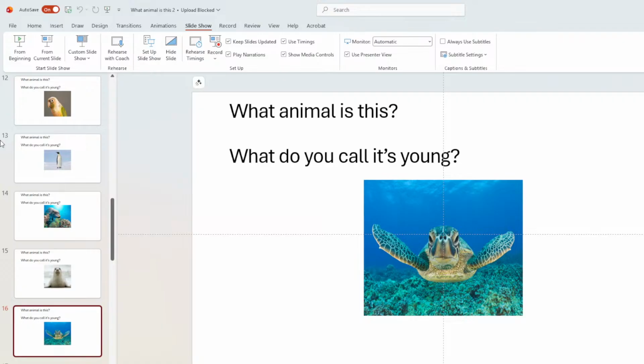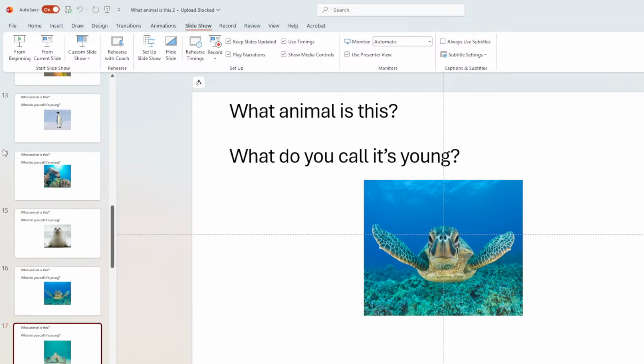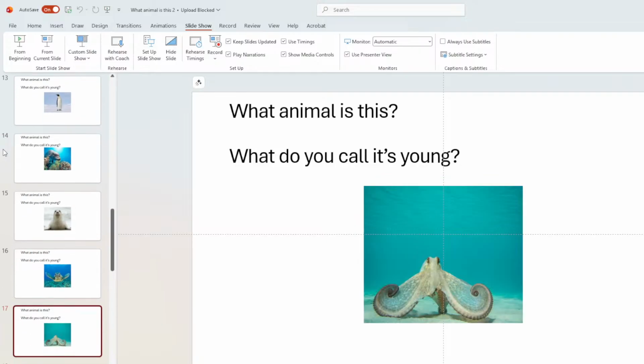So what do we call the young one of a turtle? Well, apparently it's called a hatchling. Hatchling, you know, like when eggs hatch, that's the spelling. So the young one of a turtle is a hatchling, apparently.